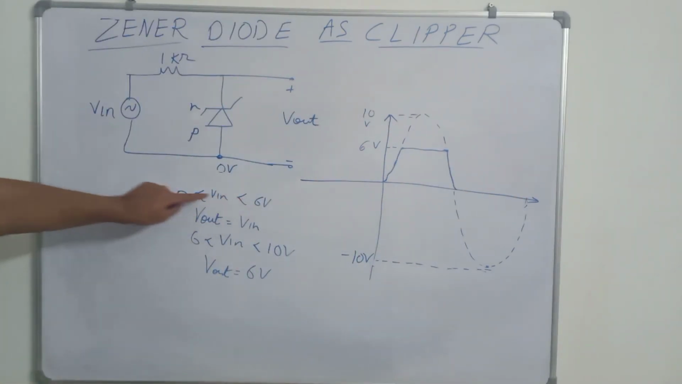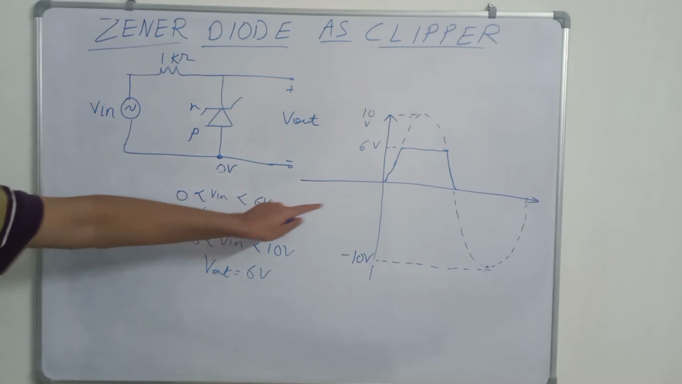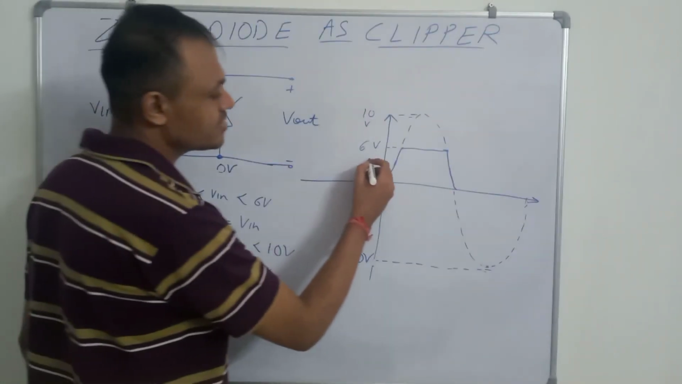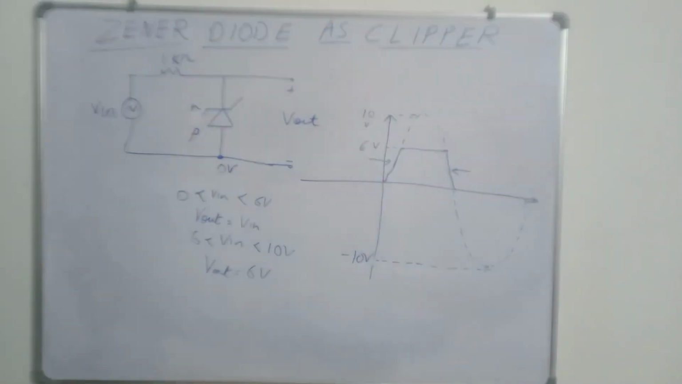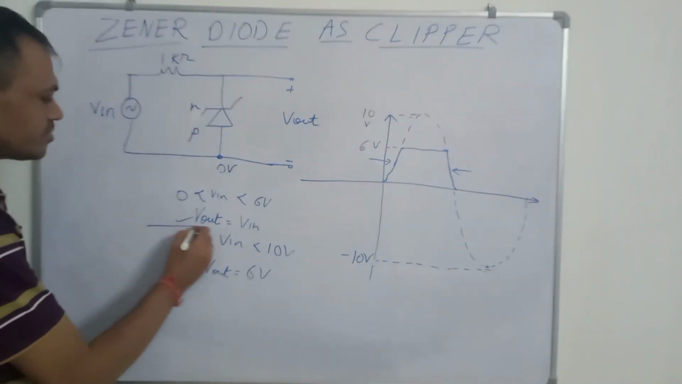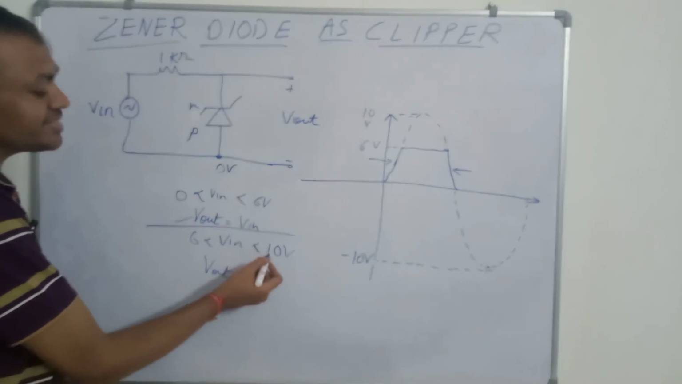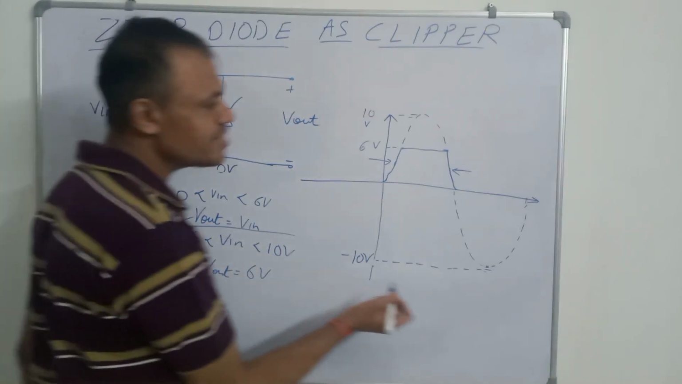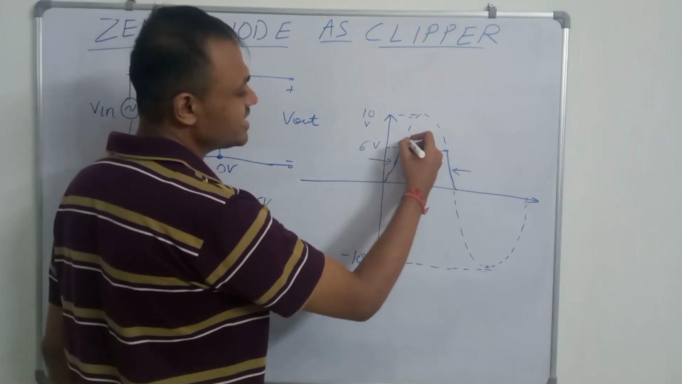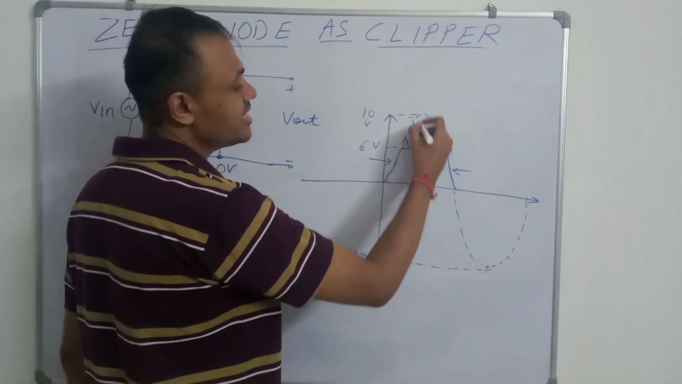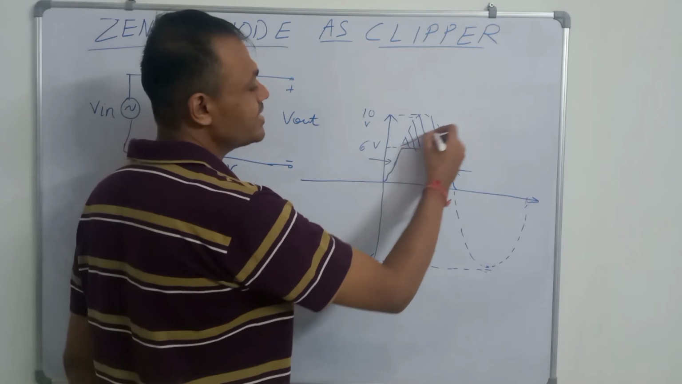When V in is between 0 and 6, that is this region and this region, V out will be exactly equal to the input voltage. And when V in is between 6 volt and 10 volt, V out will be equal to 6 volt. So V out is fixed at 6 volt, and the region between 6 volt and 10 volt is getting clipped.